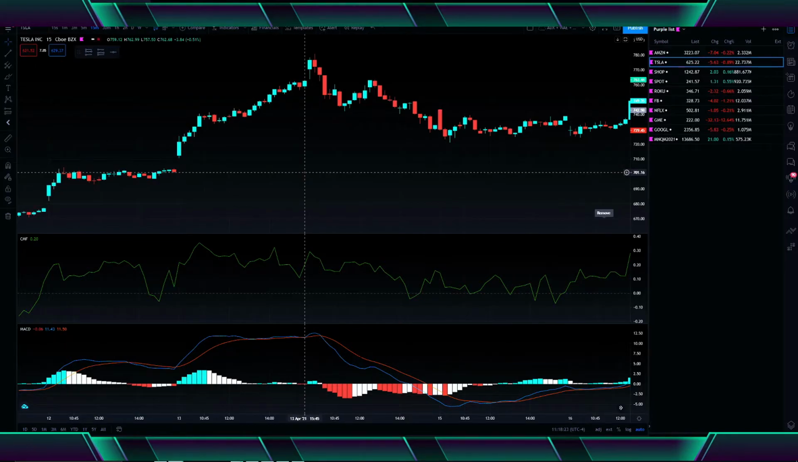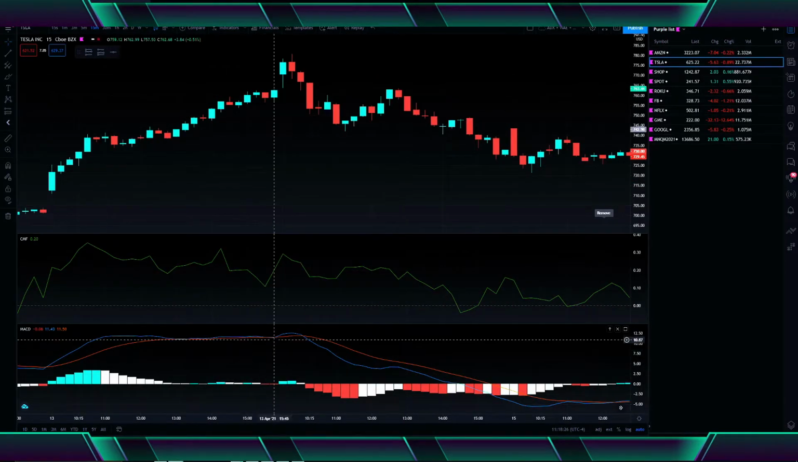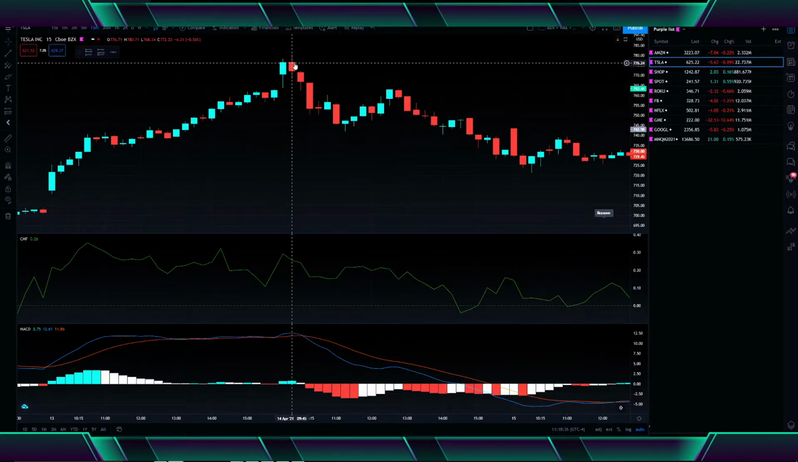Okay, does this cross down? Let's look at this. This crosses down. This is subjective, but I think this crosses down here and crosses back up. It's above the zero line, so technically this is an entry signal right here. So you would get in at 776.